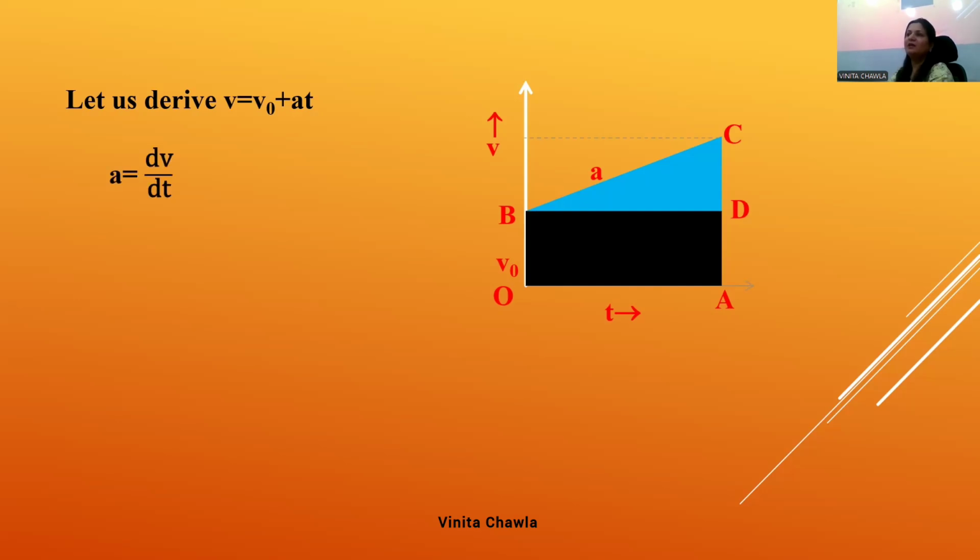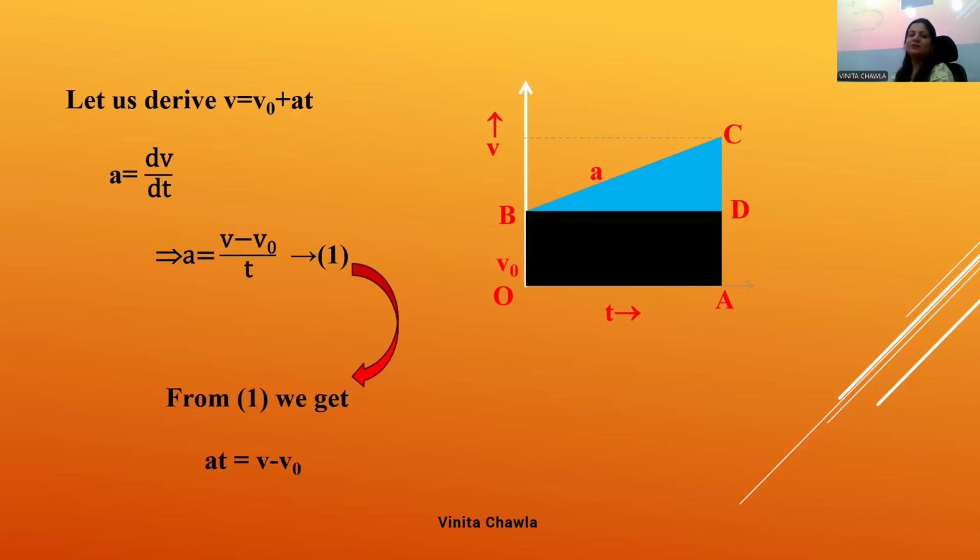A is dv by dt, change in velocity upon time. So we can write A as v minus v naught upon t. From here we get at is equal to v minus v naught, or v is equal to v naught plus at. How do we find slope?